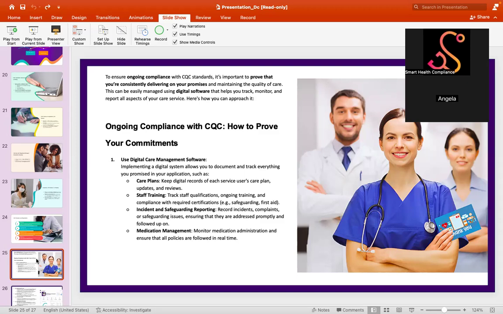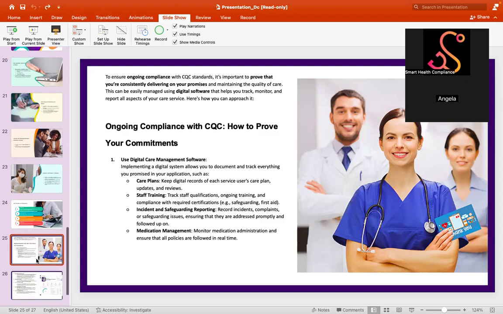Now, you will be re-inspected at a later date. This could be 1 year, 2 years, 3 years down the line. And what they're doing is they're coming to seek all the evidence that everything that you set out to do, you are doing. So you do need to have that readily available for the CQC.